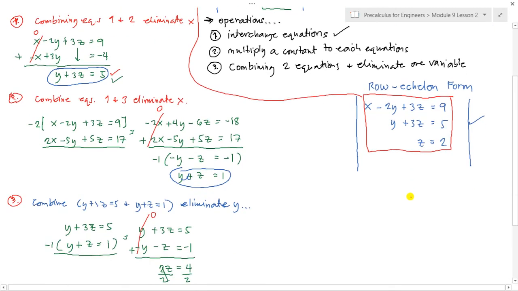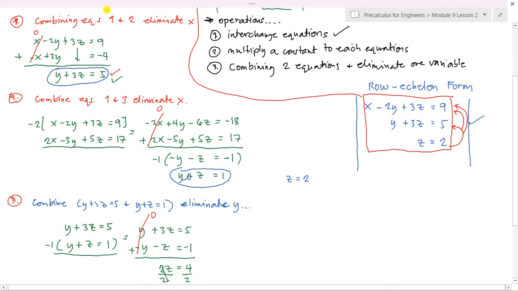So if we have this, now let's proceed to back substitution. Meaning we substitute z back into the second equation to solve for y, and then substitute both y and z in equation 1 to solve for x. So now we have our first answer, z is equals to 2.